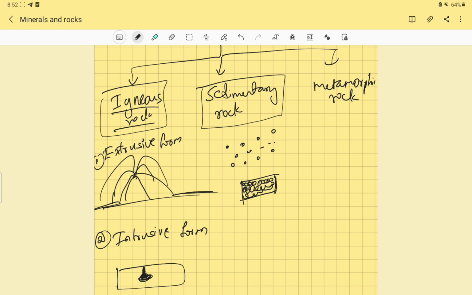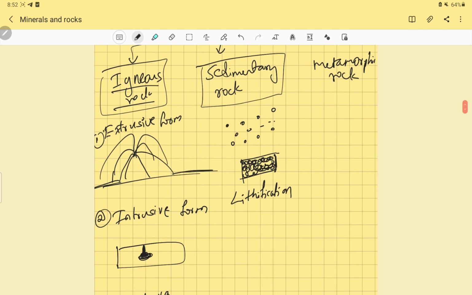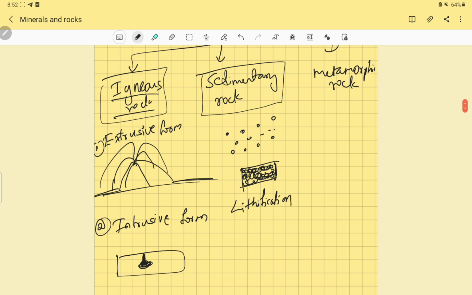In sedimentary rock, the one thing that you have to understand is the word called lithification. Lithification means what? This deposition of fragments of rocks is known as lithification. Like, all these are fragmented pieces of rocks. When they deposit, this is known as lithification. So this is about a sedimentary rock.